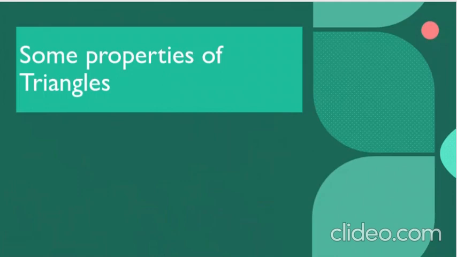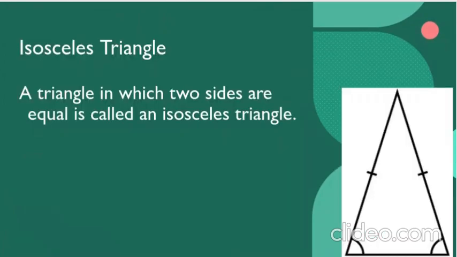Next we are studying some properties of triangles. Now this is basically a study of isosceles triangles, some properties for isosceles triangles. Now what is an isosceles triangle? We know that there are three types of triangles based on sides: isosceles, scalene, and equilateral. Scalene means all three sides are different. Isosceles means two sides are equal, one is different, and equilateral means all the angles and sides are equal, isn't it?